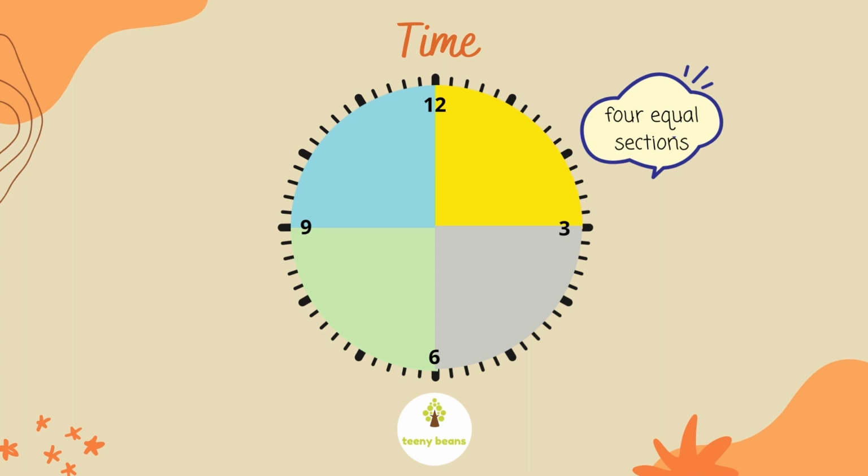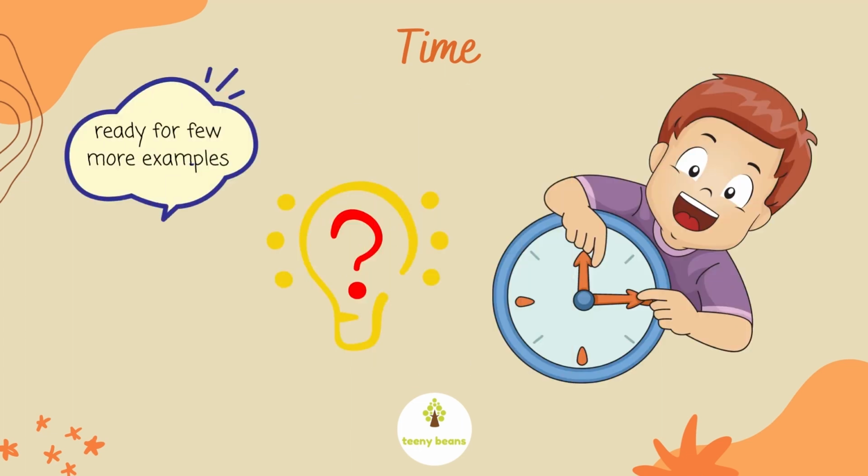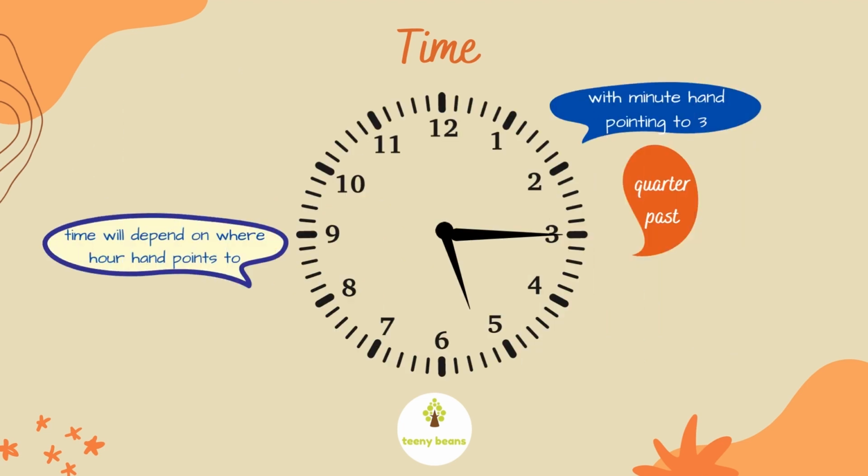Next, let's look at this clock. As you can see, it has been divided into 4 equal sections. Let's read the clock in a little bit more detail with a few more examples. Are you ready? Let's get started. When the minute hand moves 1/4 of the way, we call it quarter past the hour. Here, the minute hand points to the number 3.